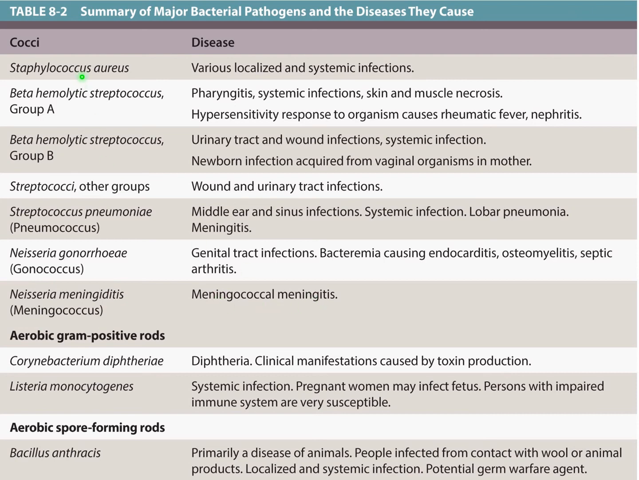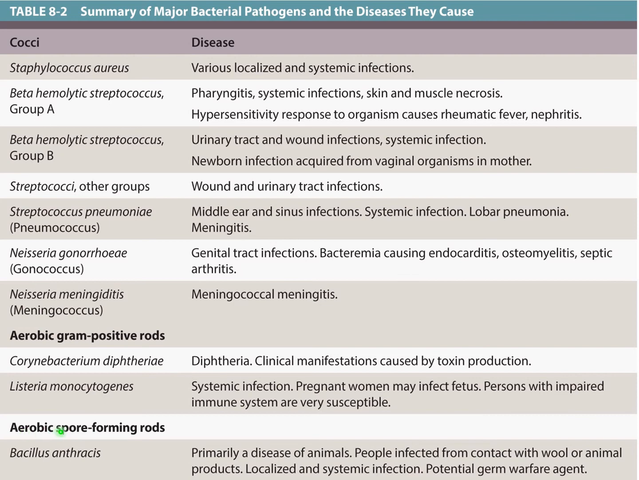And these are actually the gram-positives right here, and the Neisseria are the gram-negatives. Of the aerobic gram-positive rods, Corynebacterium diphtheriae, which is the etiological agent of diphtheria, and Listeria monocytogenes, which causes listeriosis. And both of these are fairly rare, but we do see both of them occasionally.